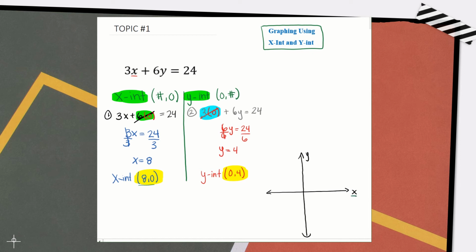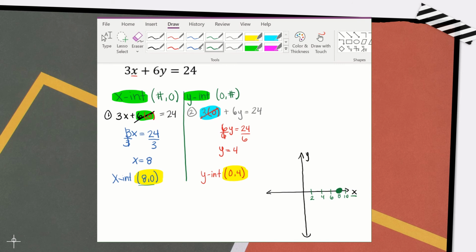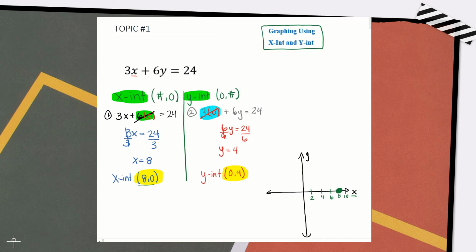Let me set up my x-coordinate first. So let me graph the x-intercept, which is at 8. I'm going to go by 2's so I don't have to do 8 little tick marks. The x-intercept will always be on that horizontal line. That's why it's called the x-intercept, because it crosses the x-axis. So that's that green point right there.